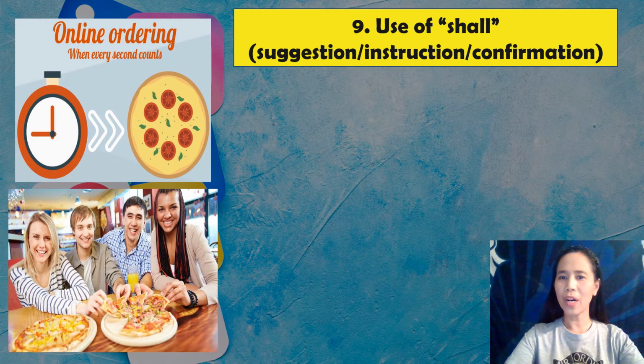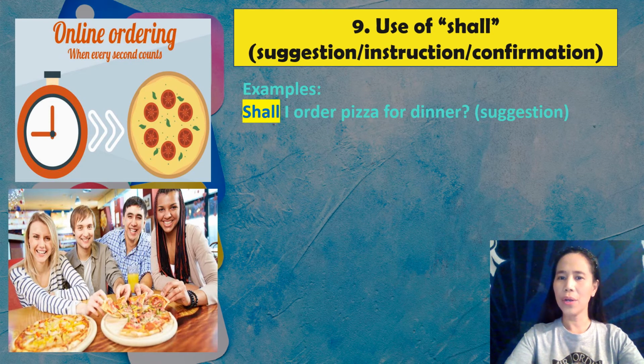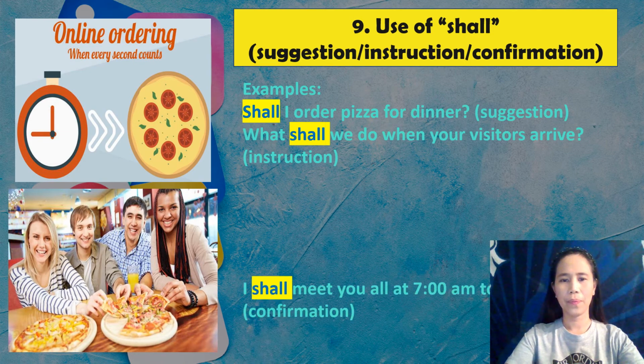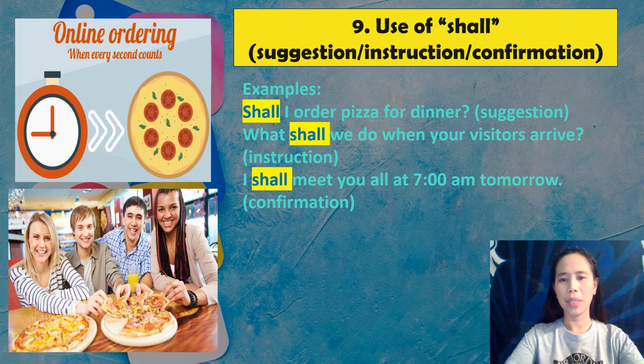So let's now move on to the use of shall. So shall is being used to suggest, to instruct, and to confirm. Here are some examples. Shall I order pizza for dinner? So this is a suggestion. We can also say, what shall we do when your visitors arrive? This is an instruction. And I shall meet you all at 7 a.m. tomorrow. This is a confirmation.